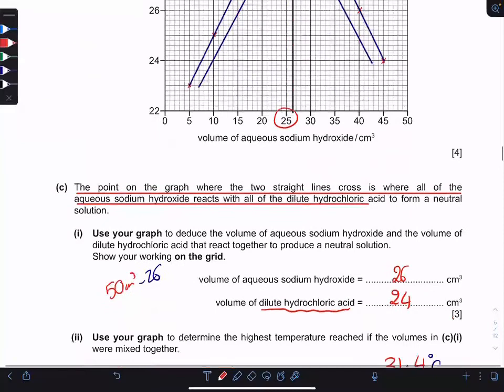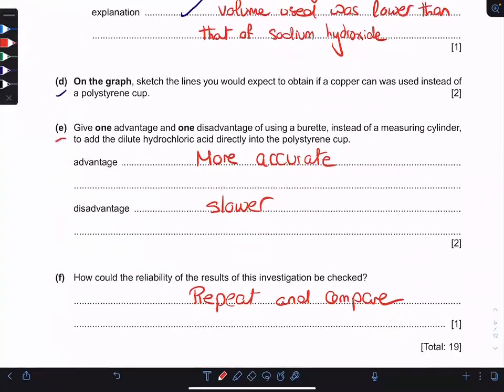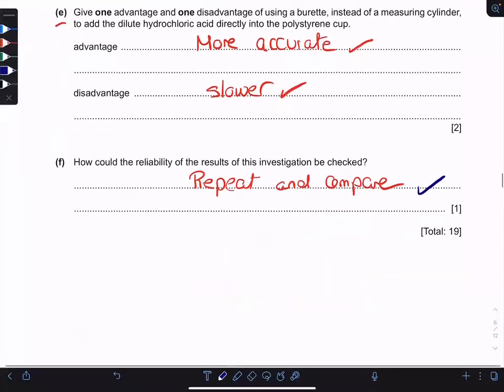Okay. Then he's asking in E, give one advantage and disadvantage of using a burette. Of course, a burette is more accurate, but it's slower. The pipette has the same advantages and disadvantages. Okay, how to make the experiment more reliable? Repeat, take average, and compare. Or repeat and compare the results.